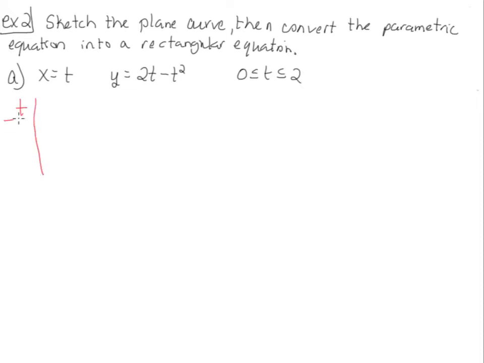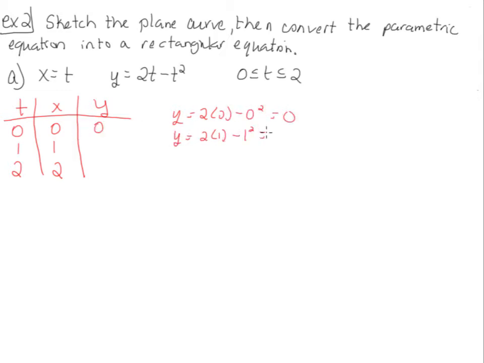Remember, the first thing we need to make is a table of values of t, x, and y. And then we're going to pick some values of t on the interval from 0 to 2. So I'm going to start with 0, 1, and 2. And then, since x is equal to t, I know my x is very easy to figure out. And then y, I'm just going to substitute these in. So I'm going to start by replacing every t with 0 and then simplifying, and then repeat that for t equals 1 and t equals 2.